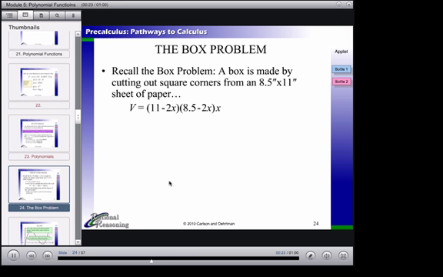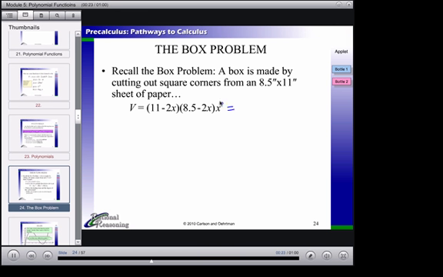Okay, so here was our box problem. So notice that, is this a polynomial right here? 11 minus 2x times 8.5 minus 2x times x? Does it look like what we just said? No, what we just said was a sum of many terms. Each one has an x to the something. So it doesn't look like what we just had, but is it what we just had? Yeah, it's just we need to change the form of it.